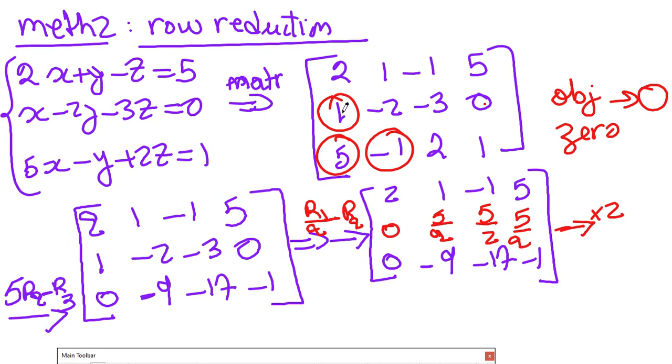5 times 1, 5. 5 minus 5, 0. Then 5 times minus 2, minus 10, minus 1, minus 11, plus 1, it's minus 9. 5 times minus 3, minus 15, minus 2, minus 17. 5 times 0, 0 minus 1, it's minus 1. So now I have the last row here.